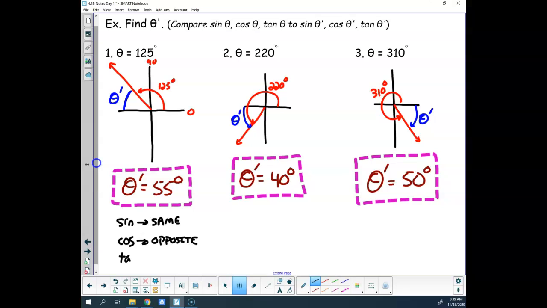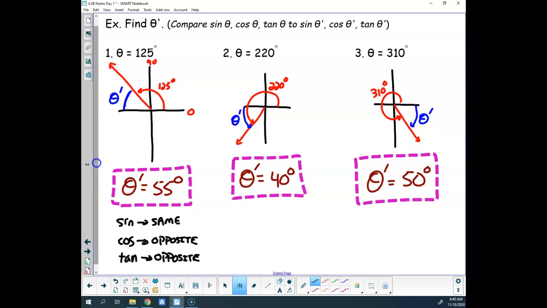Opposites again. Let's see if that holds over here in the next one. Sine of 220. Sine of 40. You do the angle, I'll do theta prime. How does that sound?